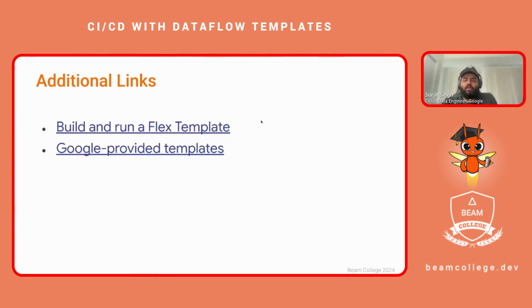On the next slide, I've included how you will run your Flex templates. This will send you to a GCP documentation page, which walks you through how to build a Docker image if you want to deploy your Flex template. I've also included a link to the Google-provided templates that we have, which let you do a lot of the common patterns. It lets you build those even without writing a single line of code.